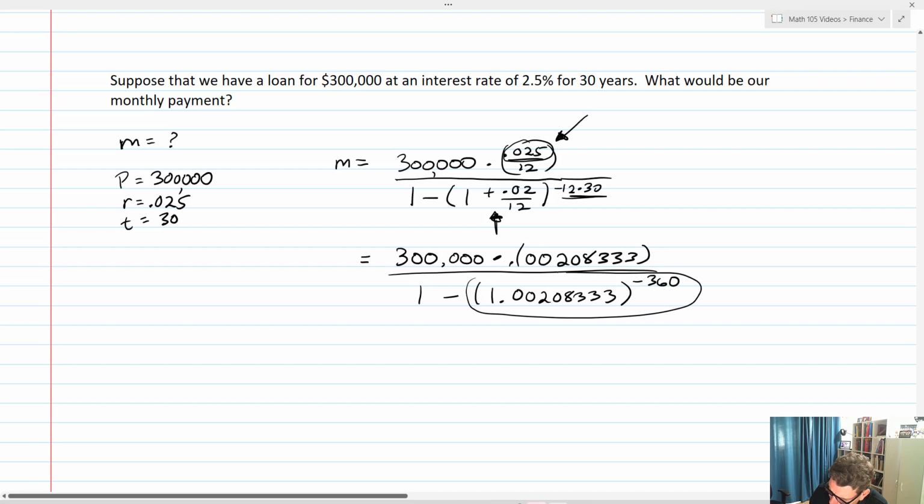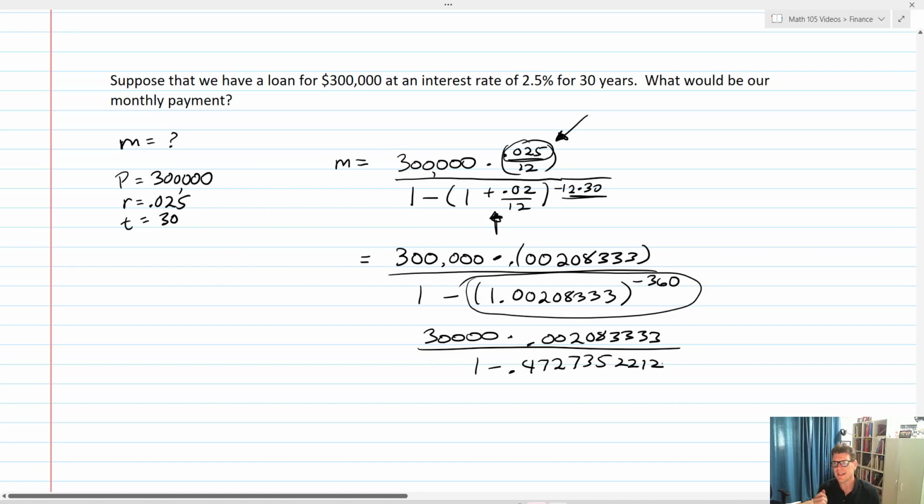Next, I'm going to do my exponents because they're in the order of operations. So this is going to end up giving me 300,000 times 0.002083333 divided by 1 minus 0.4727352212. Now here's something that's actually really important. Computers and calculators in general aren't that smart. So what we really want to do is treat that bottom one like it's in parentheses. We want to do that first. So I'm in fact going to take 1 minus, and that's my answer.